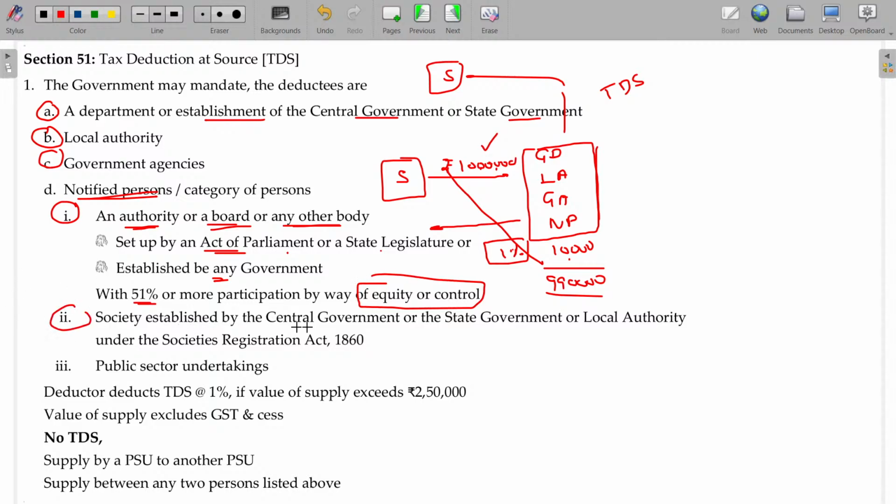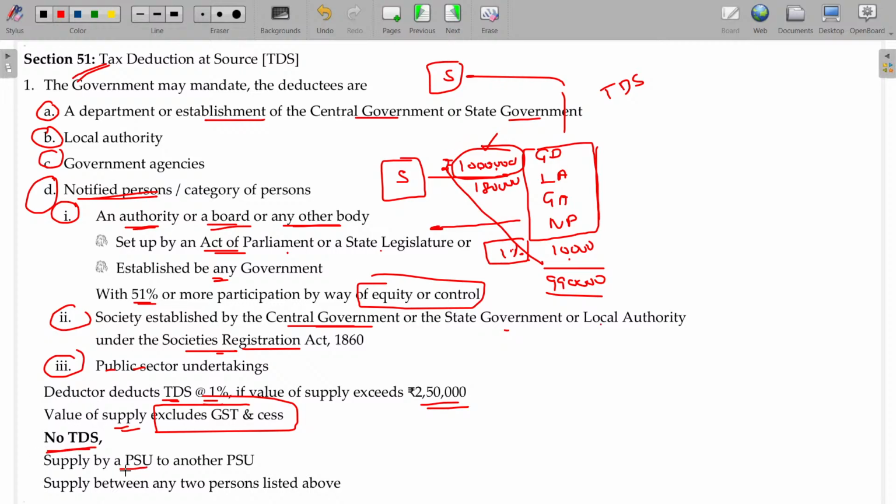Society established by the central government or state government or local authority, a society under the Registration Act, PSUs. In these cases, you have to register under section 51 and deduct the tax. TDS is deducted at the rate of only 1%, that too if the value of supply exceeds 2.5 lakhs. Value of supply excludes GST and cess. Okay, if it is 10 lakhs, GST applicable being 1,80,000 rupees, and this 1% is collected only on the 10 lakhs.